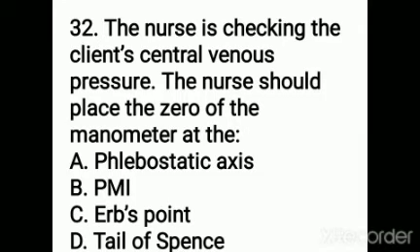Question number 32. The nurse is checking the client's central venous pressure. The nurse should place the zero of the manometer at the options: A, phlebostatic axis; B, PMI; C, Erb's point; D, tail of Spence. Correct answer option A, phlebostatic axis.